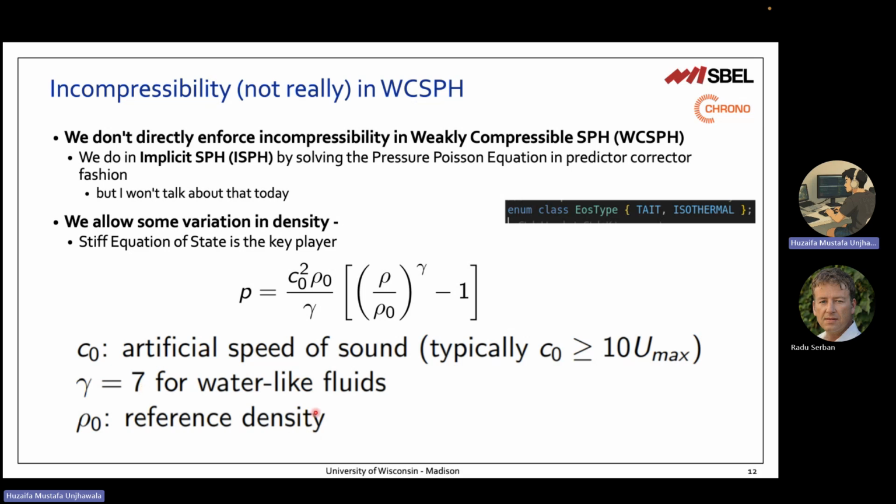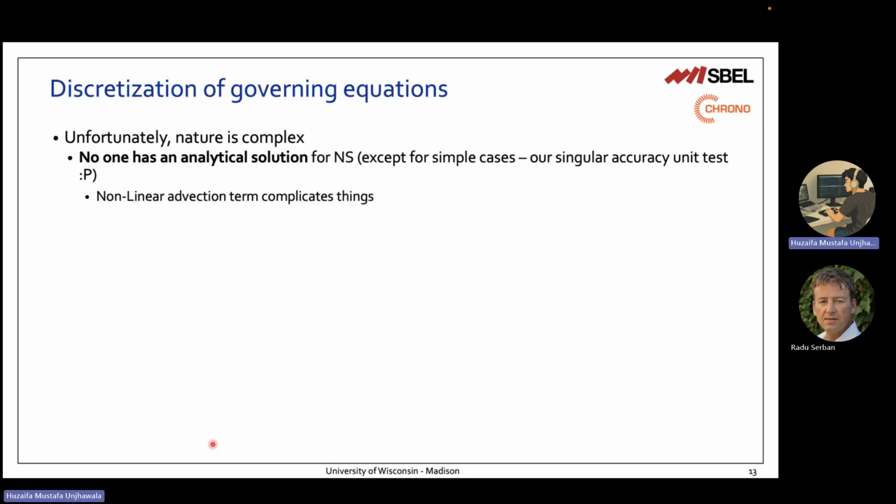And these other parameters are also set: the gamma is preset to 7. We don't allow the user to change that. And the reference density is just the density that you start with in the simulation. Okay, so the incompressibility equation is now gone. You use this instead to control that incompressibility, right?